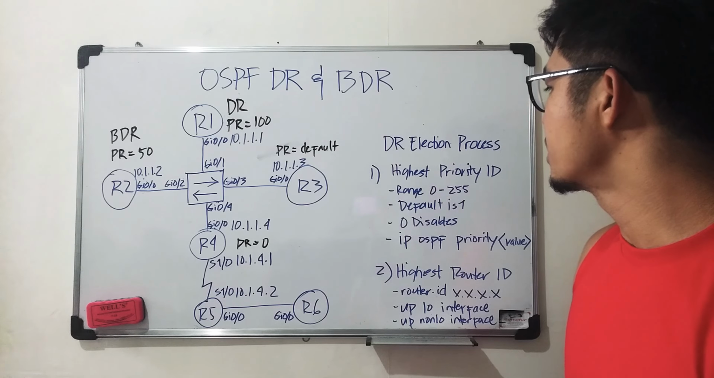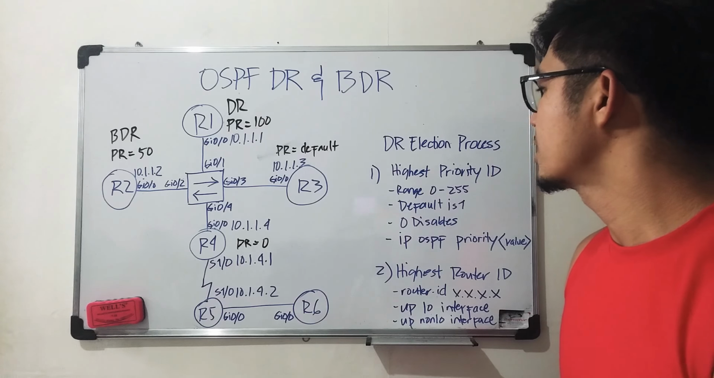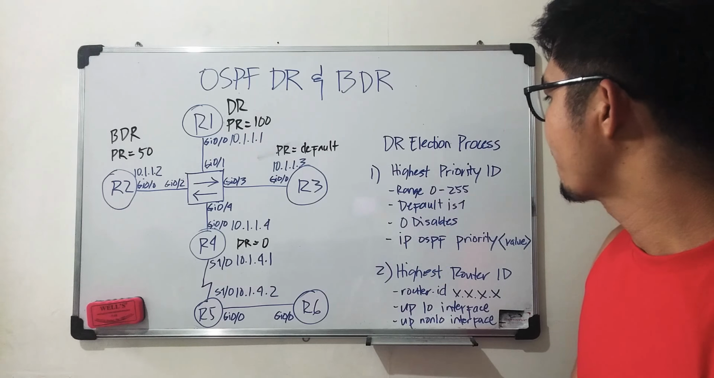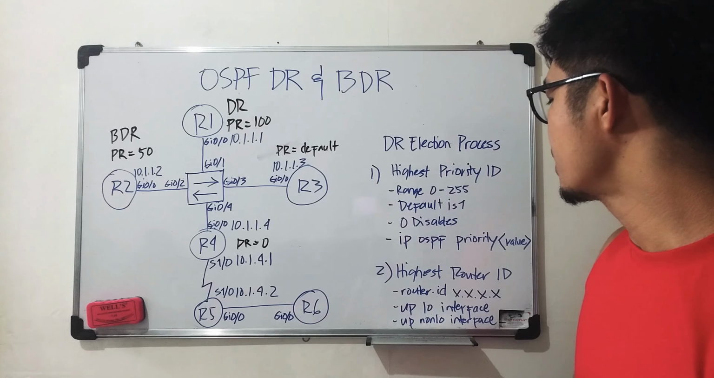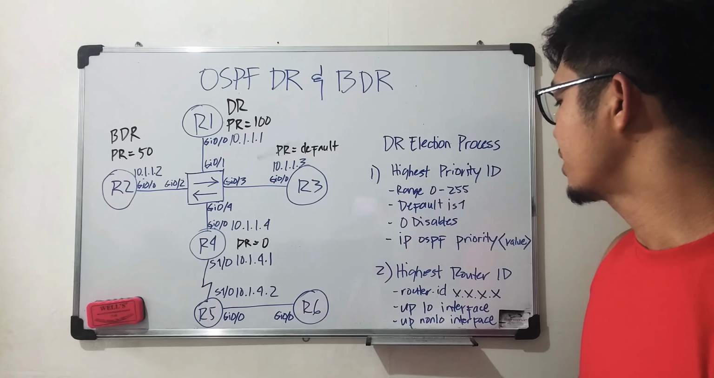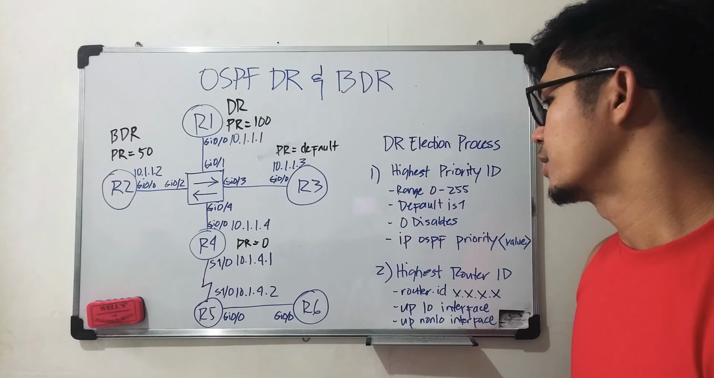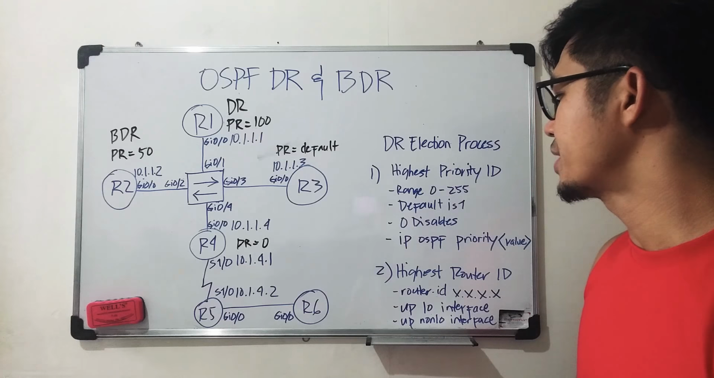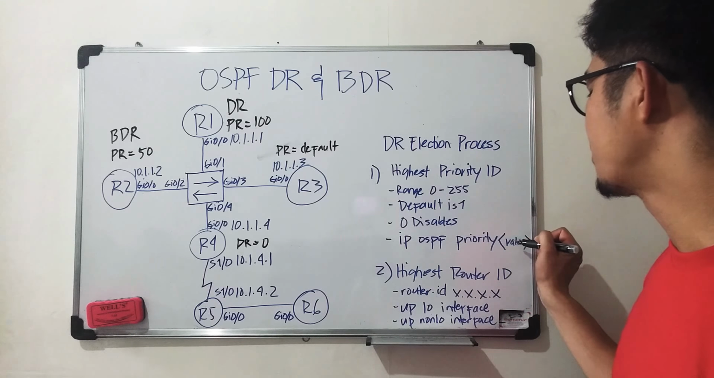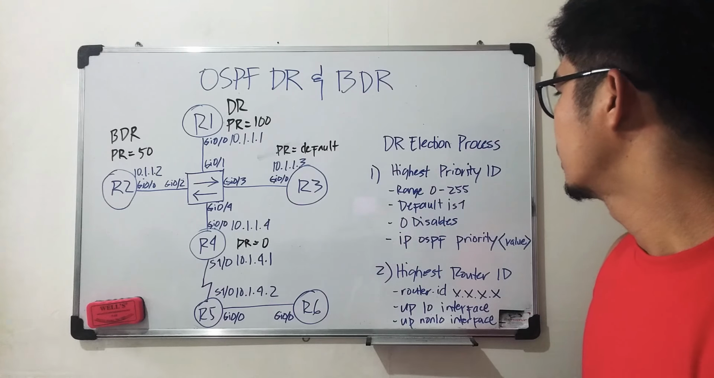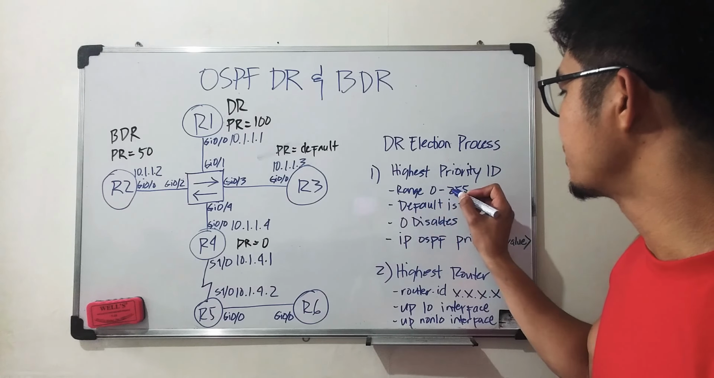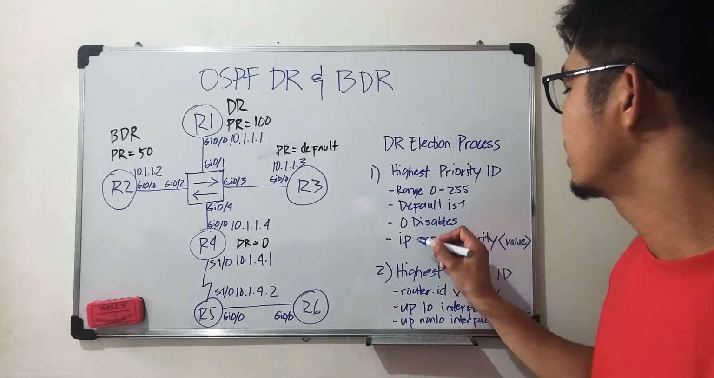DR election process is based on 2 criteria. Number 1 is highest priority ID. This is the priority that you configure under the interface command that your OSPF is enabled on. So this is the configuration: ip ospf priority and the priority value. So that's the first criteria. And of course, range is 0 through 255. Default is 1. 0 disables it.